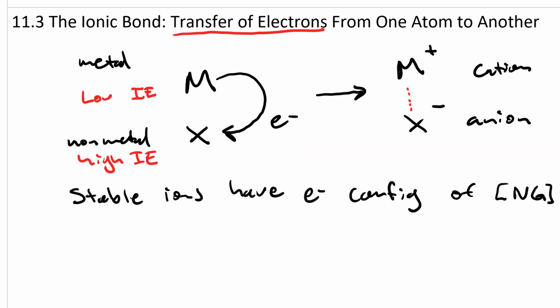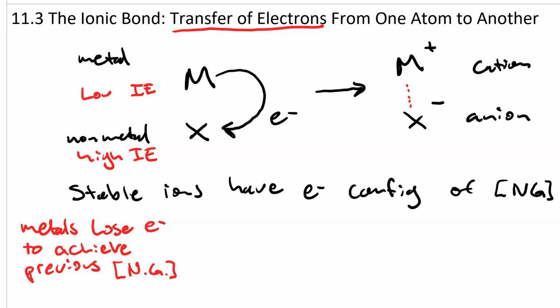A noble gas electron configuration is particularly stable, with 8 valence electrons. Therefore, stable ions will have the same electron configuration as the nearest noble gas. Metals lose however many electrons are needed to achieve the same electron configuration as the previous noble gas on the periodic table. Consider aluminum. It has the electron configuration 1s2, 2s2, 2p6, 3s2, 3p1.